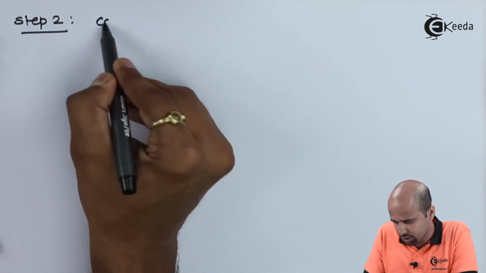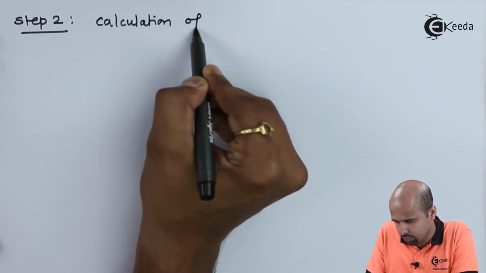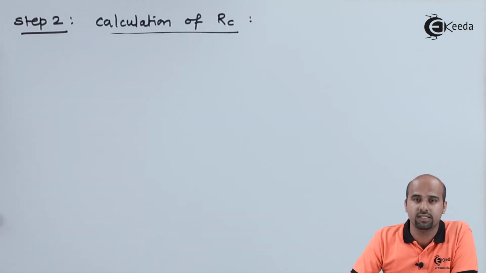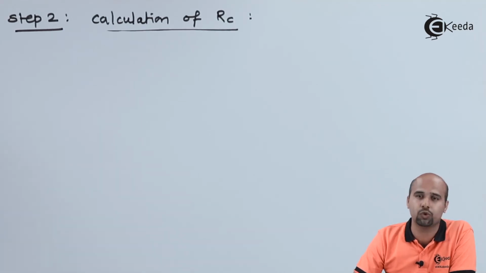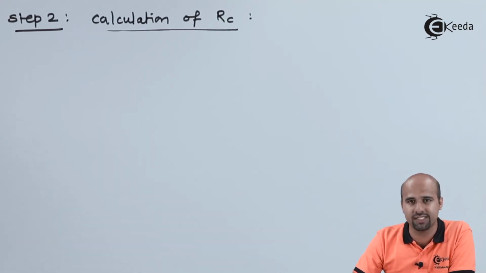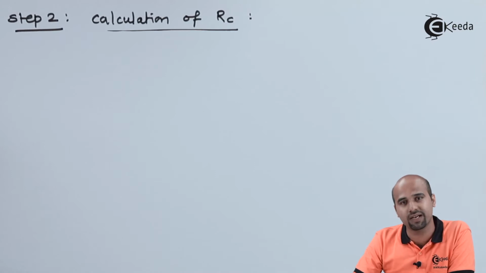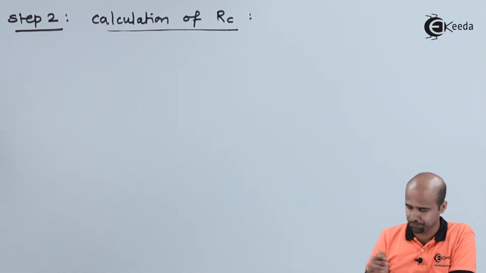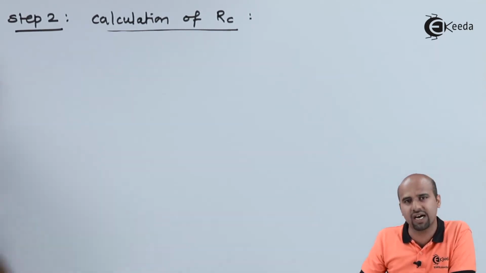That is nothing but calculation of RC. I know the values of HFE DC typical and HFE AC typical. Now the question arises: when do I have to use the AC value and when do I have to use the DC value of HFE? For AC analysis, for example in the gain formula, you have to use HFE AC. For the stability factor formula, you have to use the HFE DC value. Clear? So, calculation of RC.